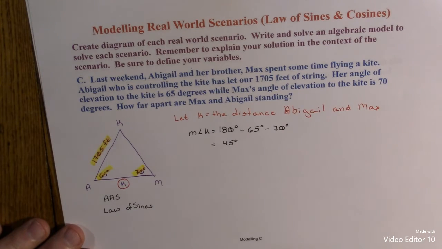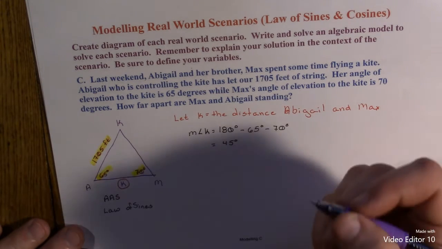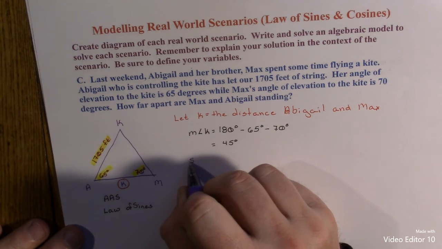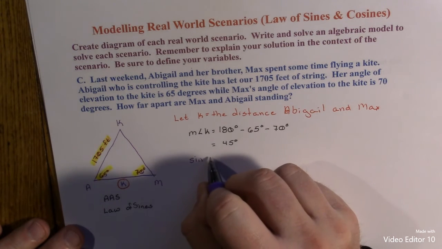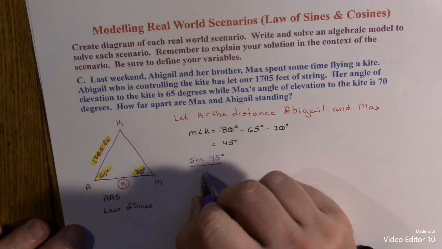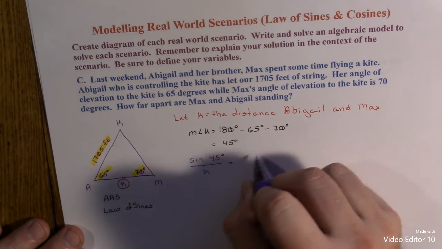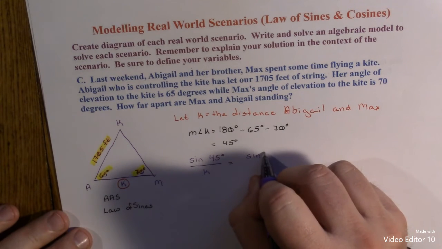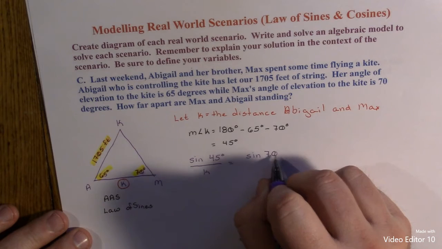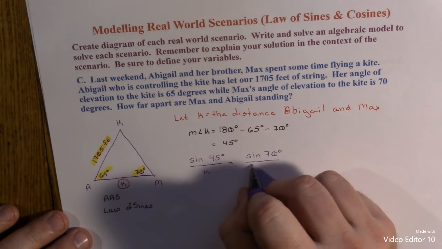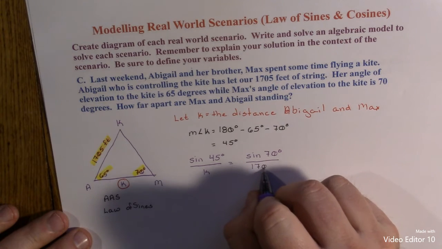So knowing that, we are able to assemble our law of sines so that the sine of angle K, so the sine of 45 degrees over side K, which is unknown, equals the sine of angle M, or the sine of 70 degrees, over side M, 1,705.